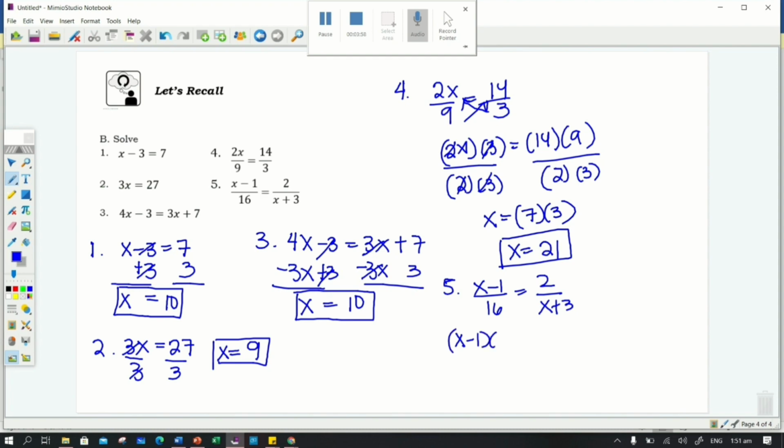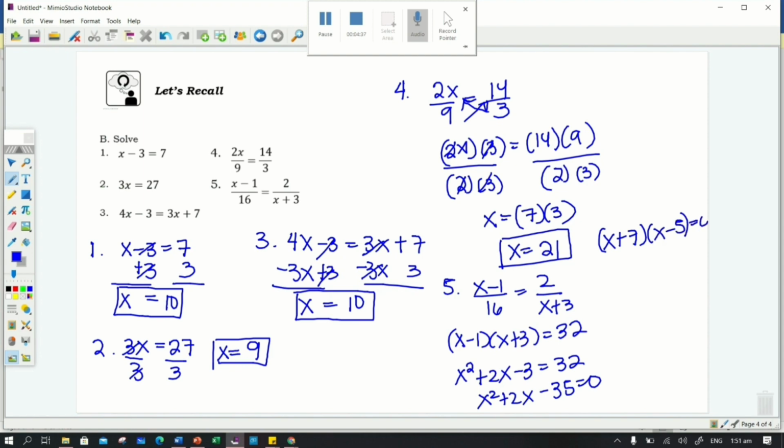x minus 1 multiplied to x plus 3 is equal to 32. Then when you multiply this using FOIL method, the product is x squared plus 2x minus 3 is equal to 32. Then we equate the equation to zero. That is now x squared plus 2x minus 35 is equal to 0. Then we factor. So the factors of x squared plus 2x minus 35 are x plus 7 multiplied to x minus 5 is equal to 0.